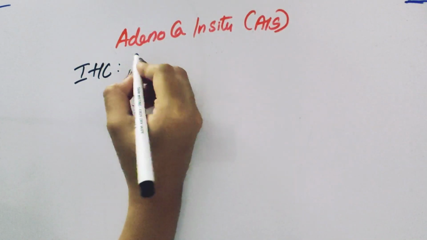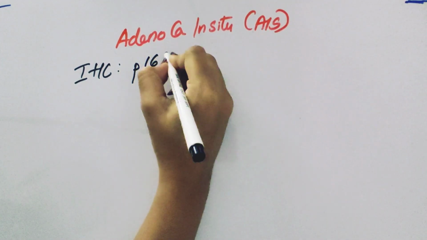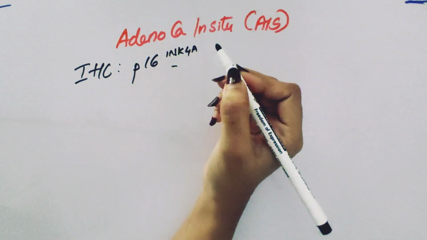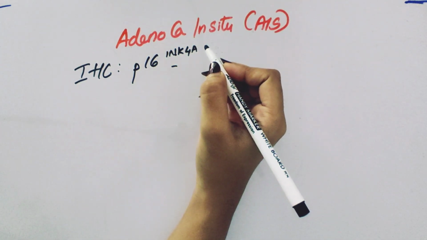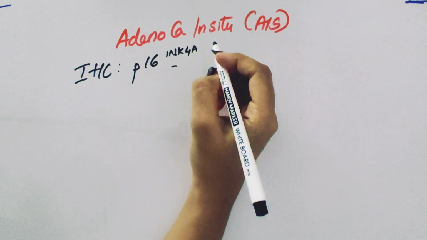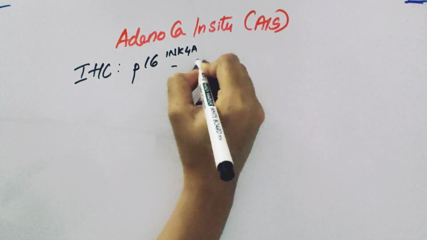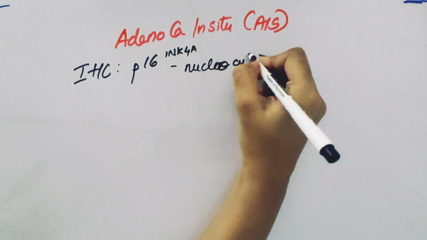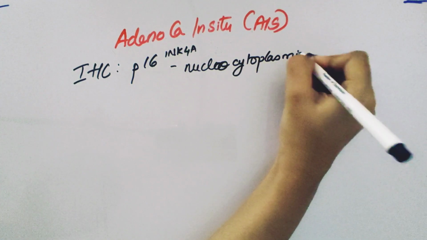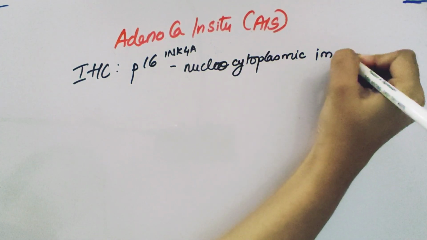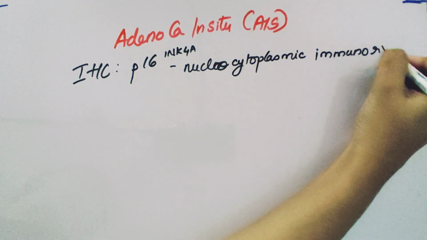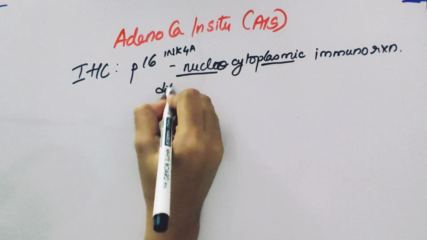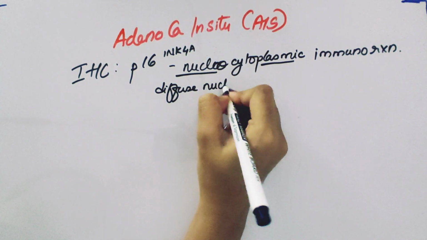Adenocarcinoma in situ, IHC you will be doing mainly is P16 and Ki-67. Okay, and as I said, adenocarcinoma in situ is etiologically caused by high risk human papillomavirus. They show diffuse nucleocytoplasmic immunoreaction. That is, there is overexpression in the cytoplasm as well as diffuse nuclear block positivity.